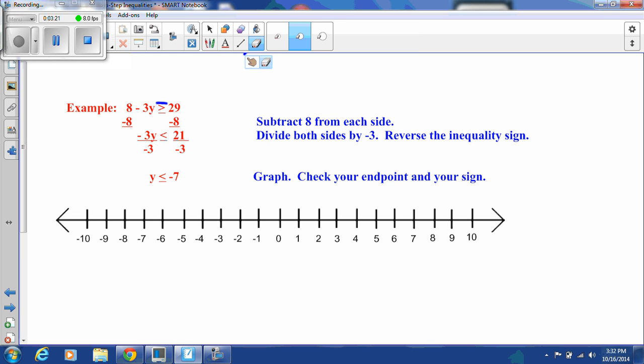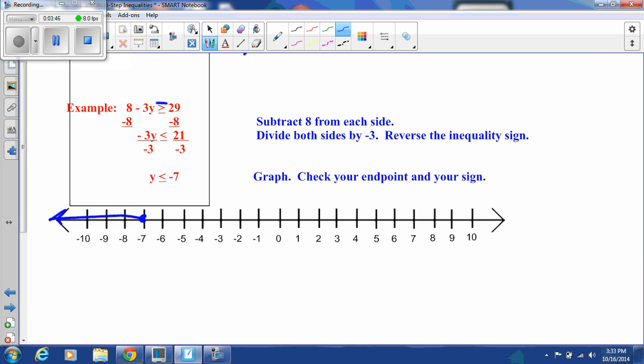And we're going to graph this and check our endpoints and our sign. Our endpoint is at negative 7. So we are going to graph to the left. That's where we find our points less than negative 7. Okay? We're going to check our endpoint and check our sign.